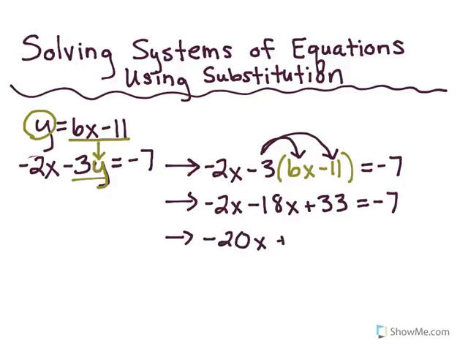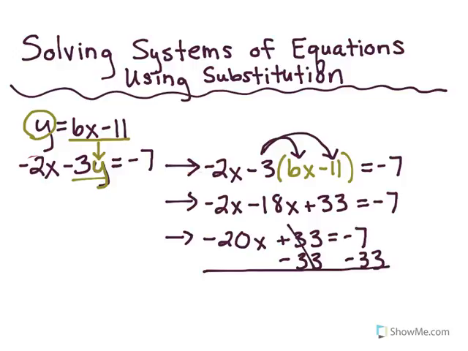And I'm going to bring down the plus 33. I haven't done anything with that yet. And that's equal to negative 7. What I would do next is we're trying to get the x variable by itself. So I'm going to subtract 33 here. It's not attached to an x, so it's easy to get rid of.